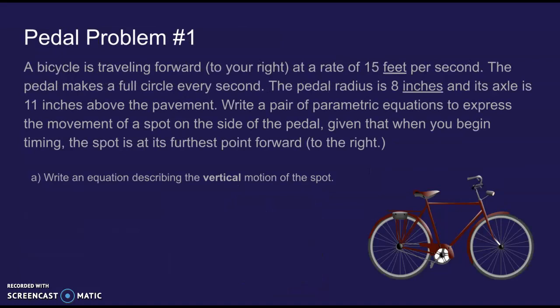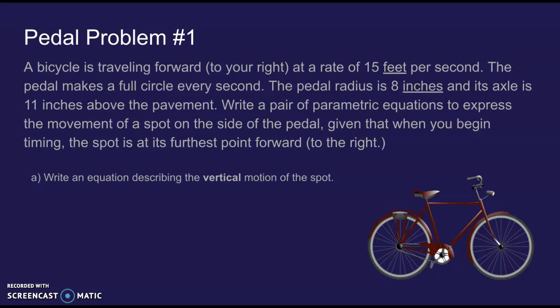All right, let's take a look at another example. So in this one, I've got a bicycle traveling forward, which I'm saying is to my right, at a rate of 15 feet per second. This is sort of a leisurely bicycle ride. The pedal makes a full circle every second. The pedal radius is 8 inches, and its axle is 11 inches above the pavement.